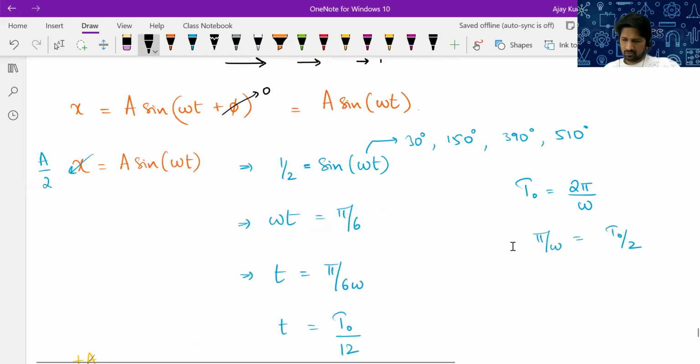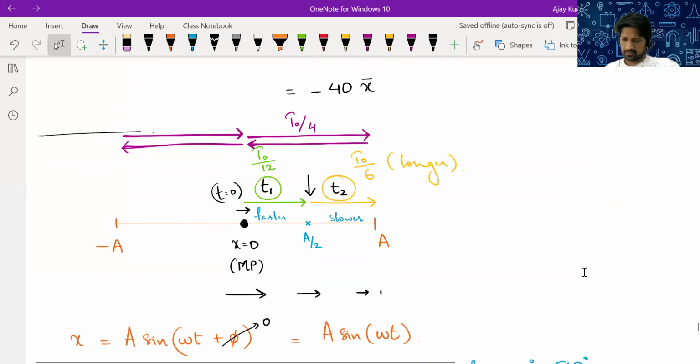Fine. So you know how to write the equation depending on omega value and where it is starting from. You know how to find out the time taken for some part of the journey at least.